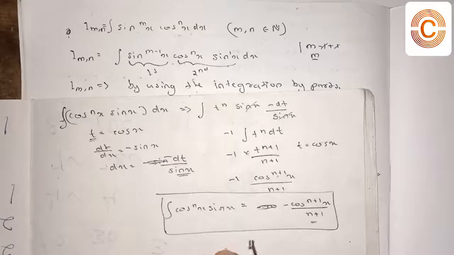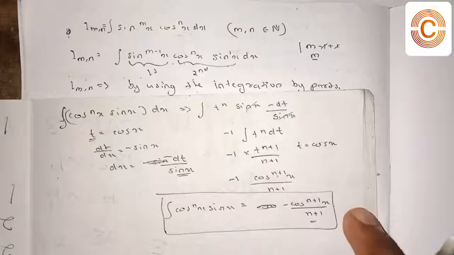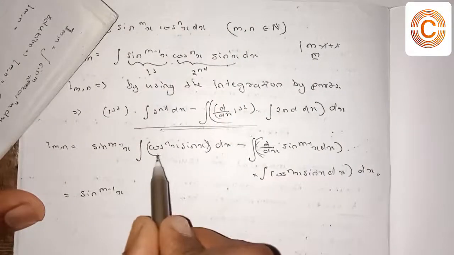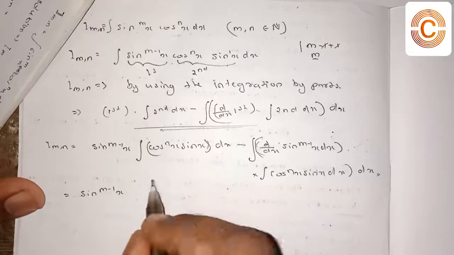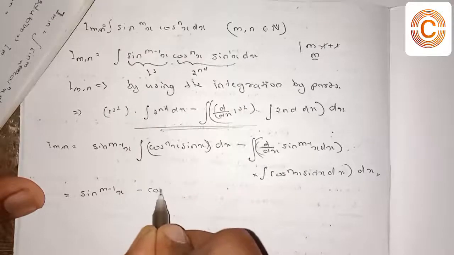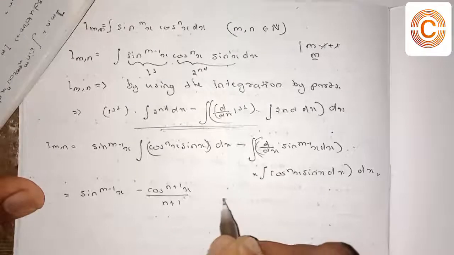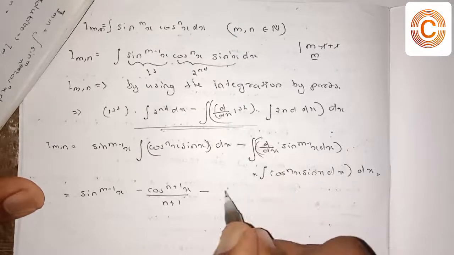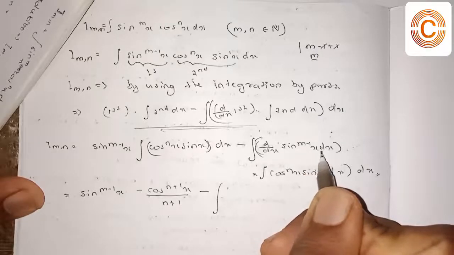So note here that we can use this result and substitute the integral of cos raised to n x sin x by the value minus cos raised to n plus 1 x divided by n plus 1, then minus the integral of d by dx of sin raised to m minus 1 x dx.